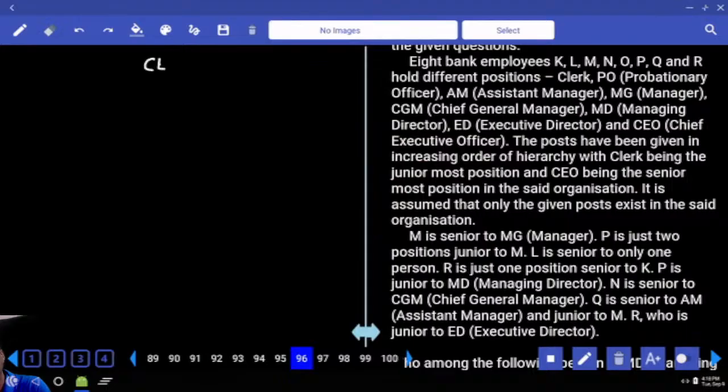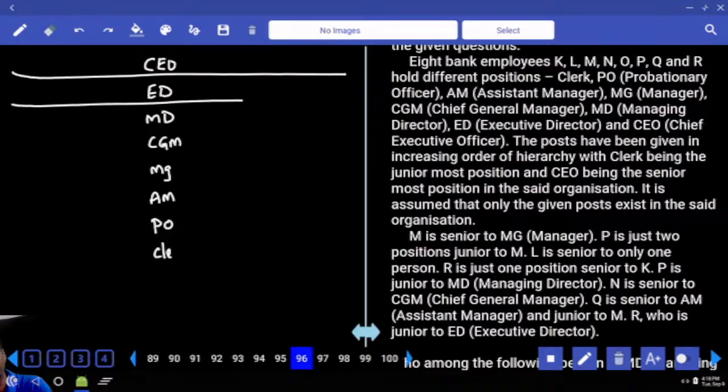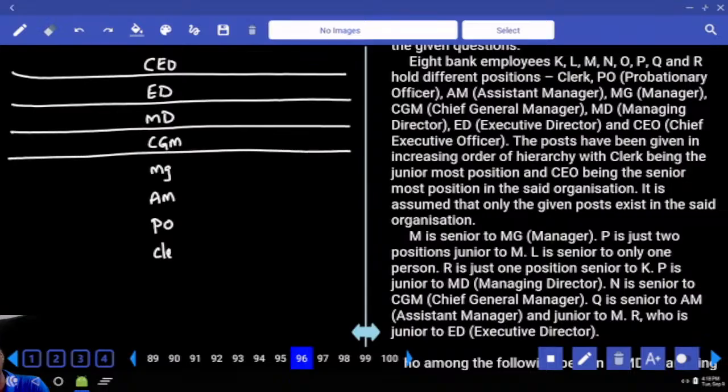Now CEO, next to CEO, who is that one? ED, next to ED, MD, next to MD, CGM, next to CGM, then manager, next to manager, assistant manager, next to assistant manager, PO, and next to PO, there is a clerk. 1, 2, 3, 4, 5, 6, 7. All together we have 8 persons. Now these 8 persons are in 8 different positions.